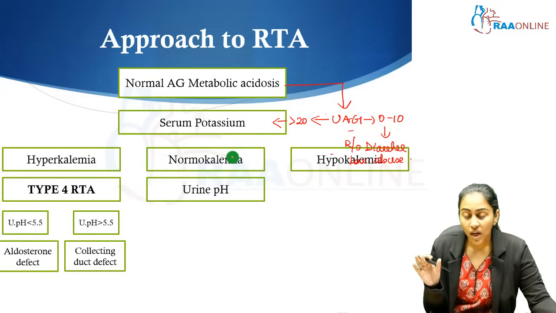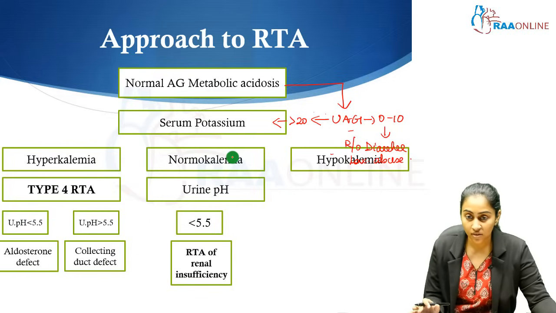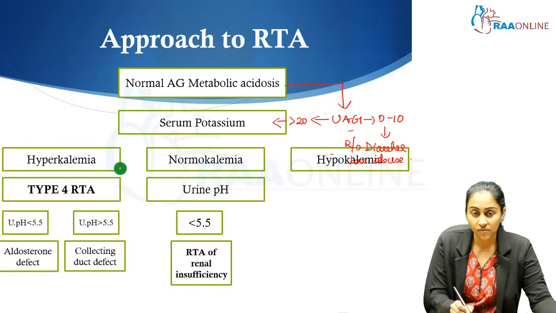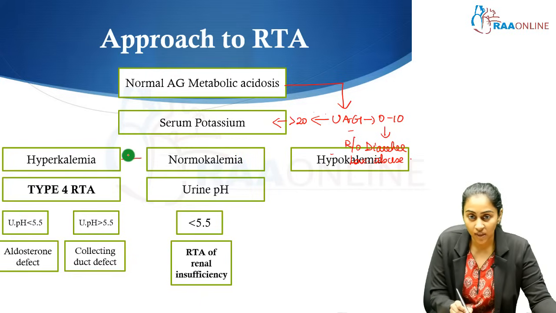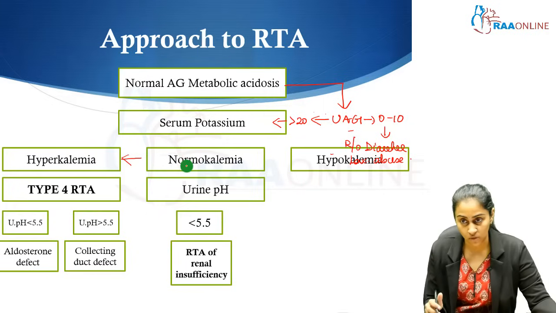Now, if the patient has a normal potassium, here what do you do? You look at the urine pH. If the urine pH is less than 5.5, that means this patient has a renal tubular acidosis of renal insufficiency. Sometimes in patients with chronic kidney disease, in earlier stages when they have not developed hyperkalemia yet, they can have this phase of normal potassium levels with an acidic urine with a normal anion gap metabolic acidosis. So, that is what we are referring to here.